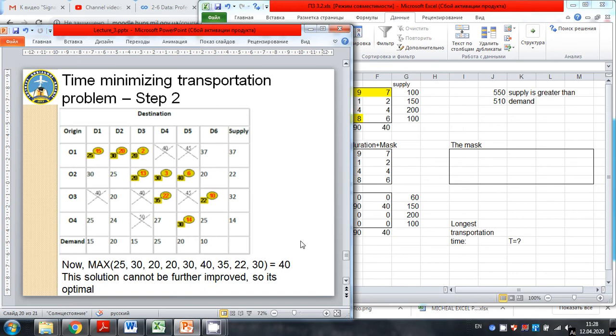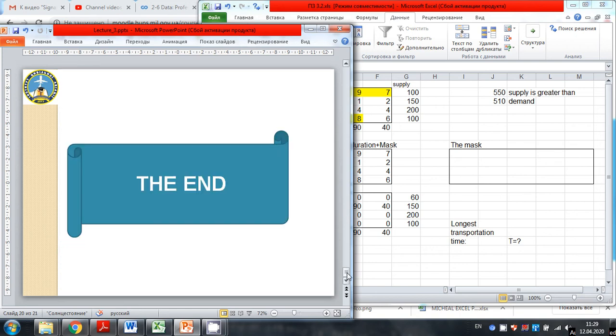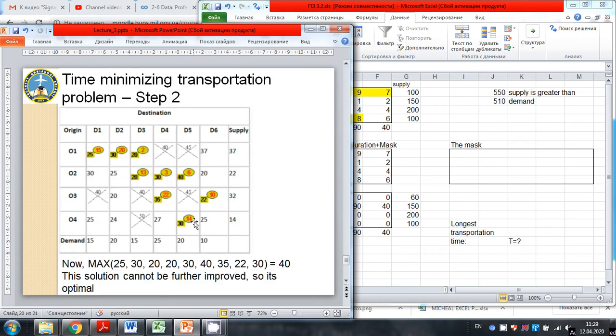Now we can see that the solution has slightly changed. There are no 45 minutes in the solution. The transportation of goods has been redistributed from origins to destinations. Now the longest time is 40 minutes. We try to cross it out and repeat the solution. It turns out that there is no satisfactory solution when we cross out all the 40s. So this solution cannot be improved, so it turns out to be optimal.